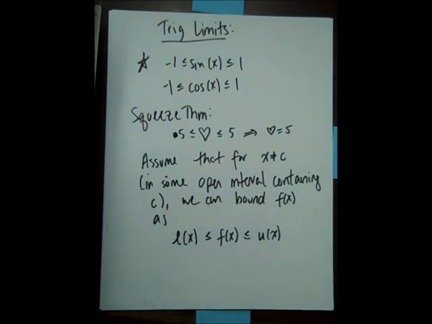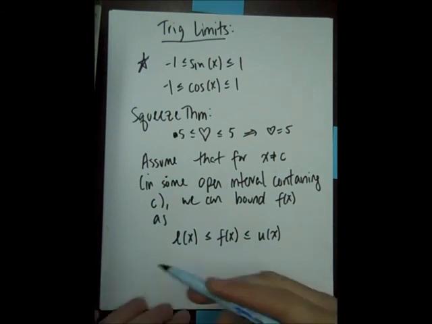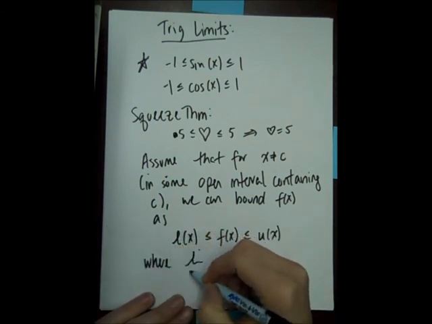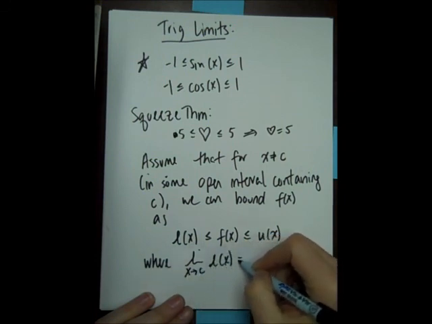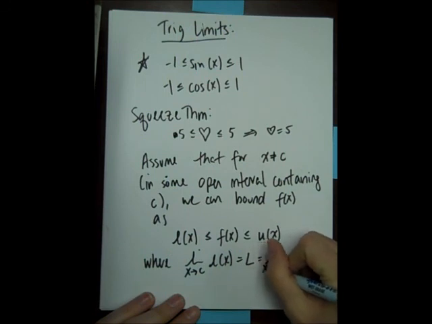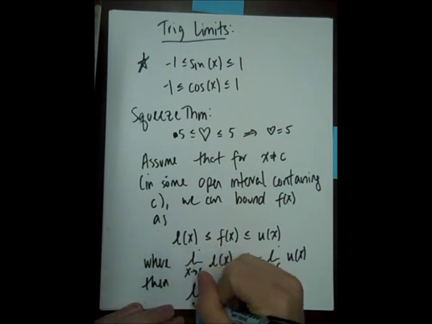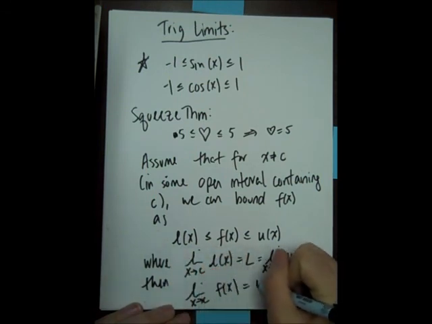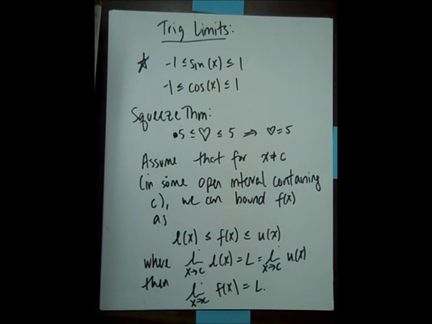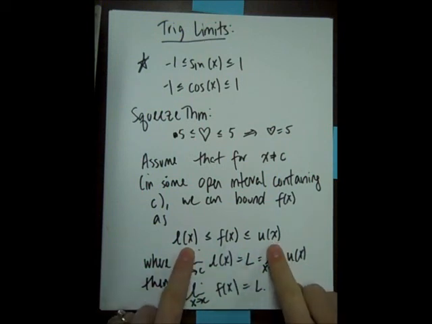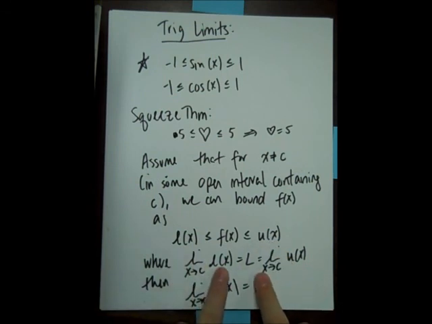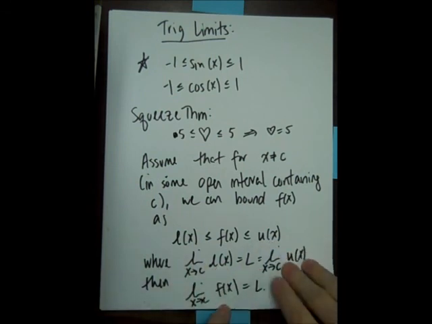So if we can take a function f of x and bound it above and below, where the limit as x approaches c of L of x is equal to L, and that's also equal to the limit as x approaches c of u of x, then the limit as x approaches c of f of x has to be that same L. We'll write it a little bit differently so that it's more clear, but the basic idea is that I'm looking at the limit of f of x, and I'm going to bound it between two functions where the limit of those two functions is the same. Then the limit of f of x has to also be L.